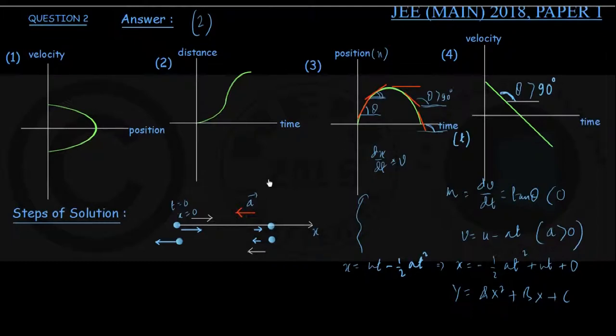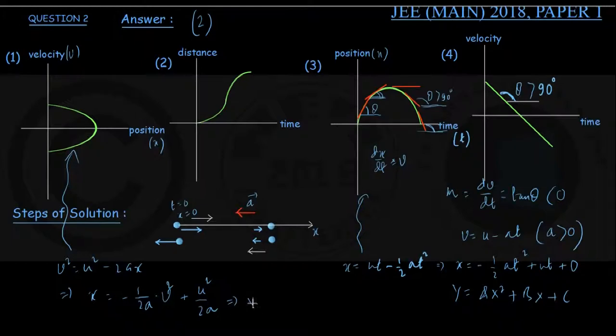In the same way, if you look at the first graph, velocity as a function of position, recall the corresponding kinematic equation. That is v square is equal to u square minus 2ax, a itself being positive here. And you can arrange it to write down x is equal to minus 1 upon 2a into v square plus u square by 2a. Now this is equivalent to x is equal to ay square plus by plus c form.